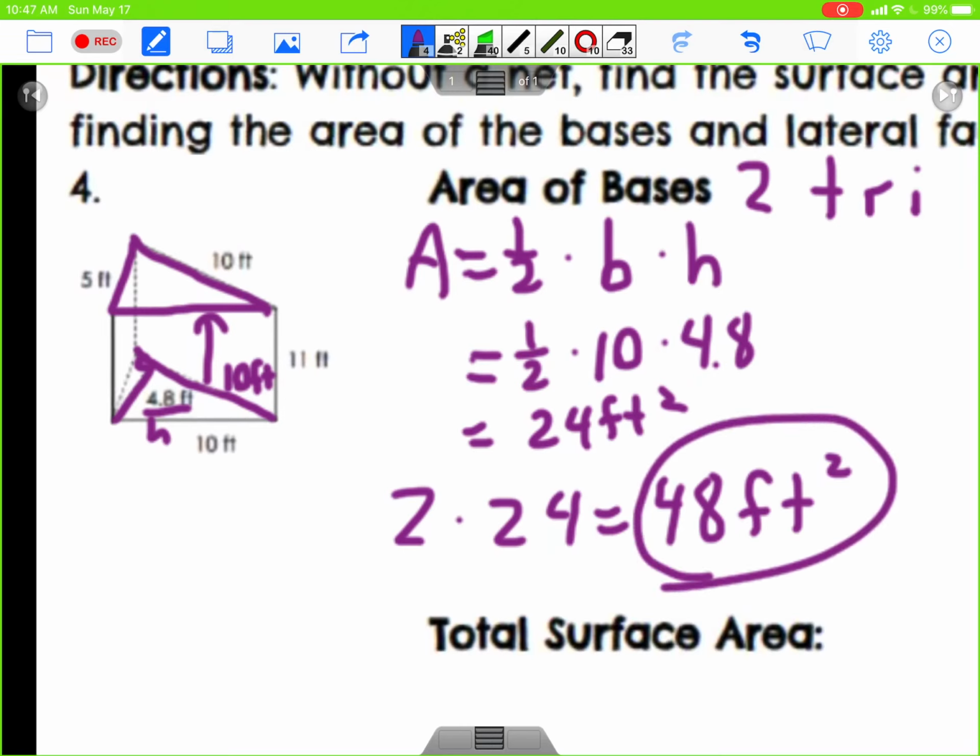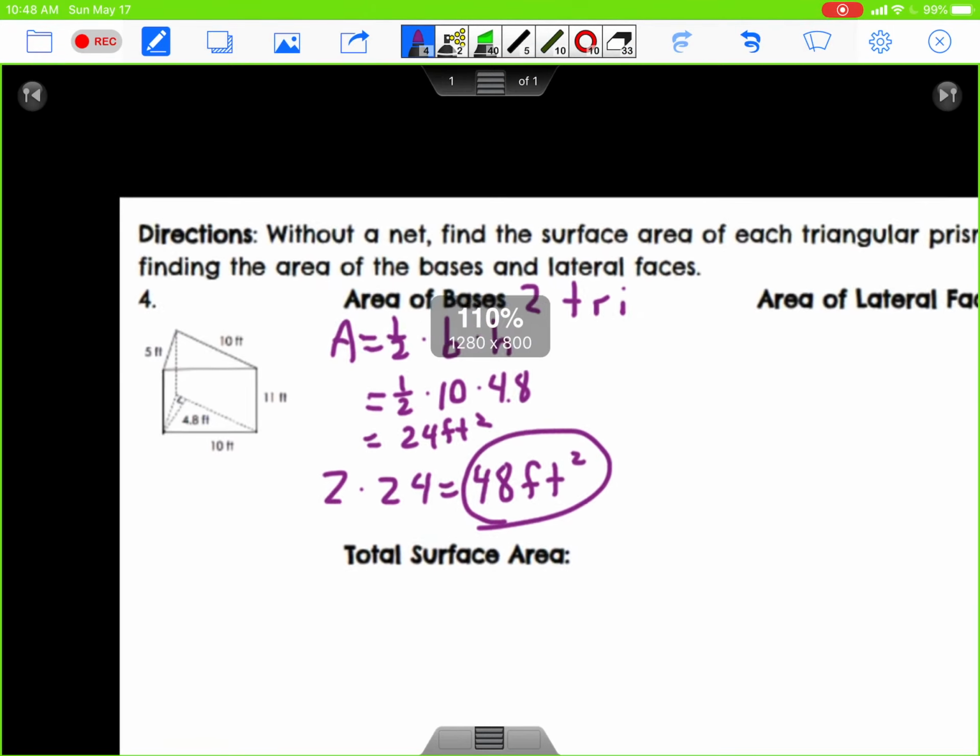Okay, so now that's done. Area of the bases is done. 48 feet squared is the area of the 2 bases. Next is the area of the lateral faces. Let's clean up our shape here real quick, and now we're going to look at the rectangles.